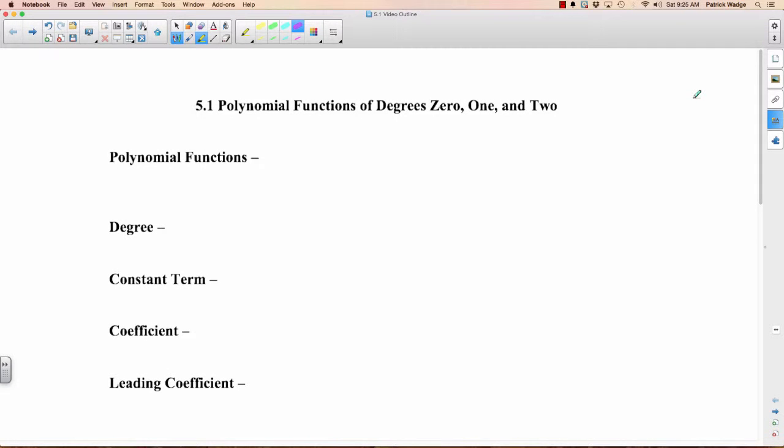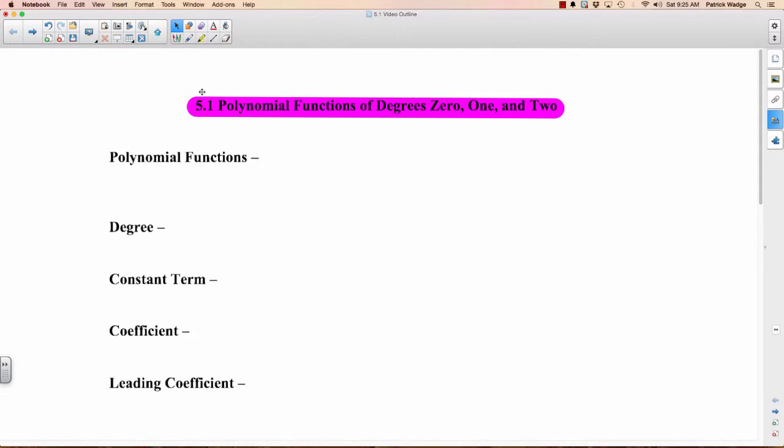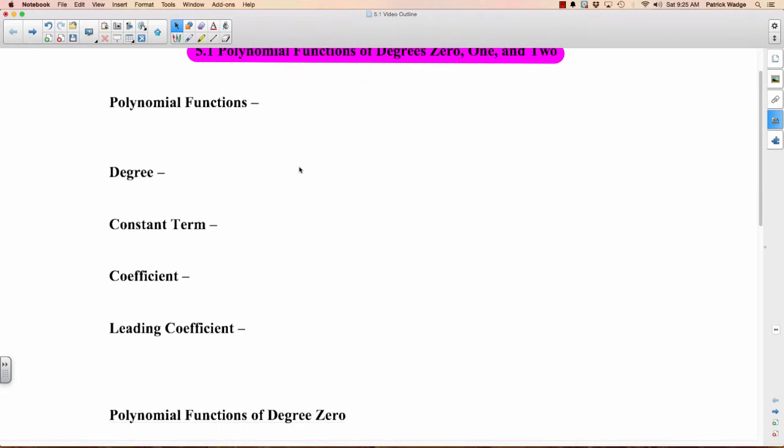Chapter 5 is on polynomial and sinusoidal functions. The first half of the chapter we'll be looking at polynomial functions, and the second half we'll be looking at sinusoidal. Polynomial functions are things you've looked at before, and today we'll be looking at polynomial functions of degrees 0, 1, and 2. To tell the truth, this is entirely review from previous math courses, but there's a lot to know here, so we'll spend some time and go over it all.